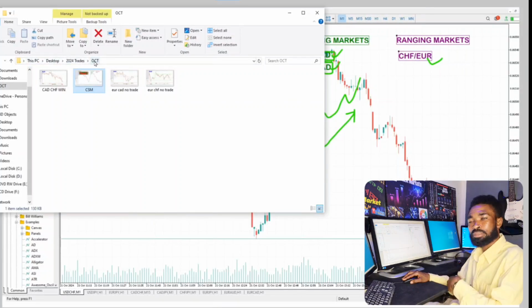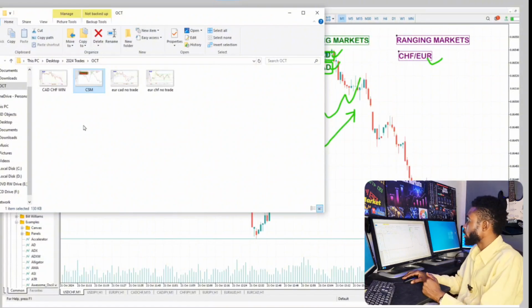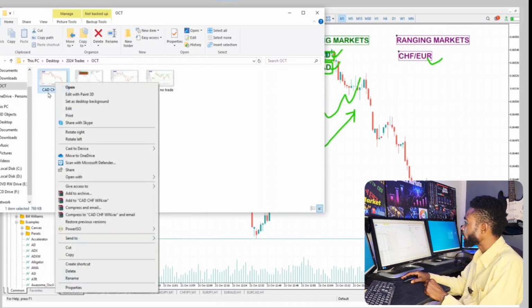I have October, this month, October. Today is 21st October. So I have all the charts I traded or the charts I was looking at. The first chart is the currency trade meter. You can also see the CAD Swiss. You can also see the Euro CAD. You can also see the Euro Swiss. So now let me open one by one. So we are done with the currency trade meter. You've seen the chart, the currency pairs I chose. Now the CAD Swiss was a trade, a winning trade. So let's see.